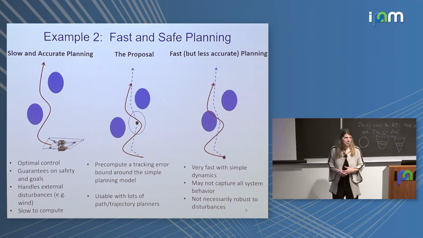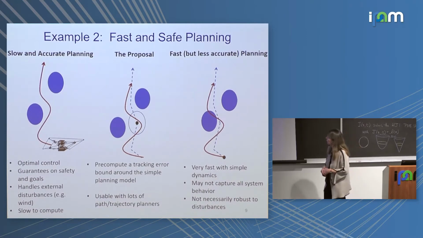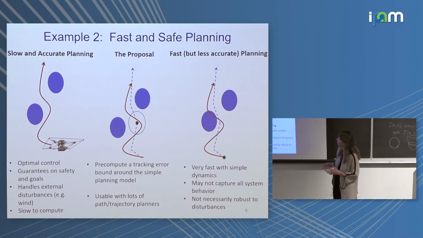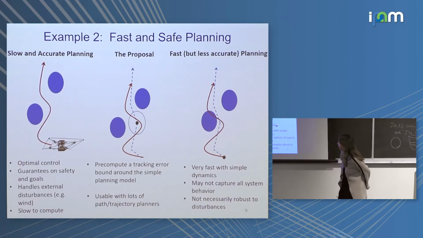Okay, so the first thing I'm going to present is this idea of using an intelligent pre-computation for using reachability in real time in robotic path planning. So we actually call this FaSTrack, for fast and safe tracking. But we started out thinking of robotic path planning.